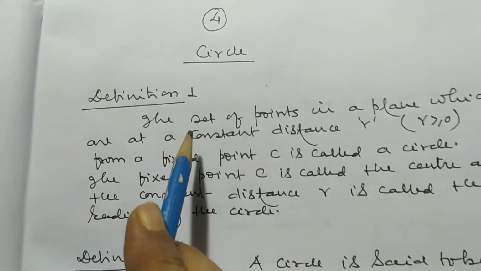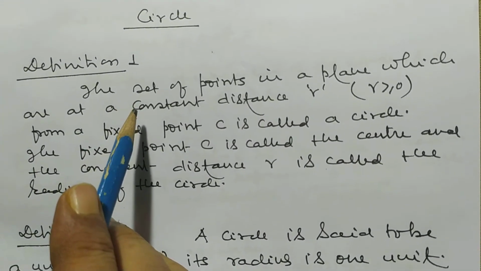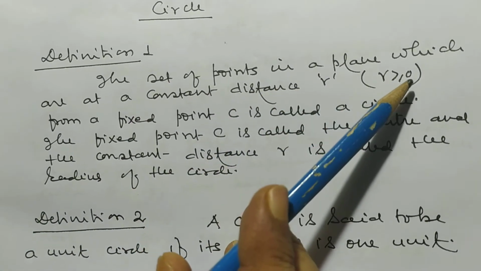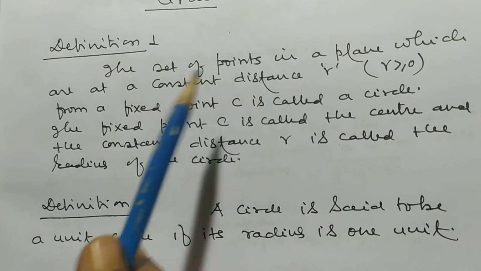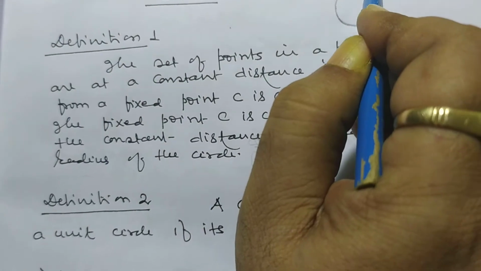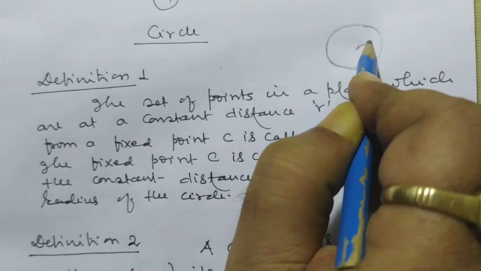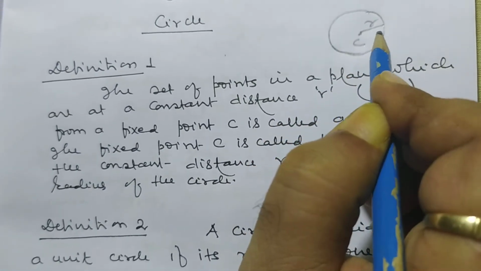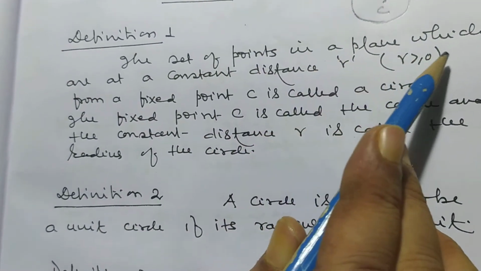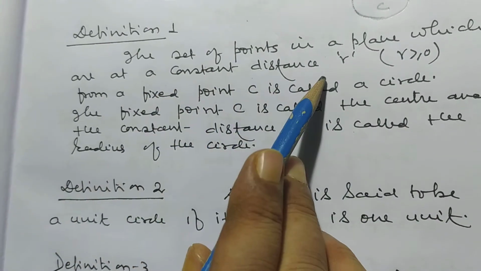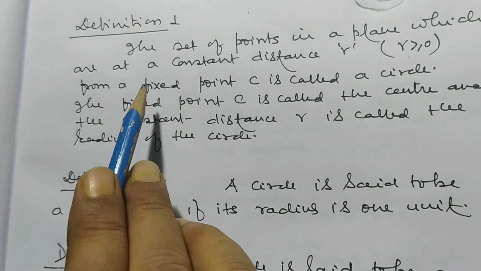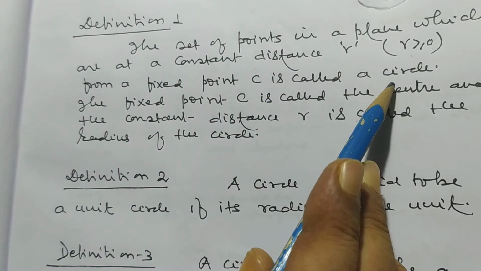Now we will discuss circle. We will start circle. How will we define circle? The set of points in a plane which are at a constant distance r, this is r and this is center, this is point P. So the set of points in a plane which are at a constant distance r greater than or equal to 0 from a fixed point C is called a circle.